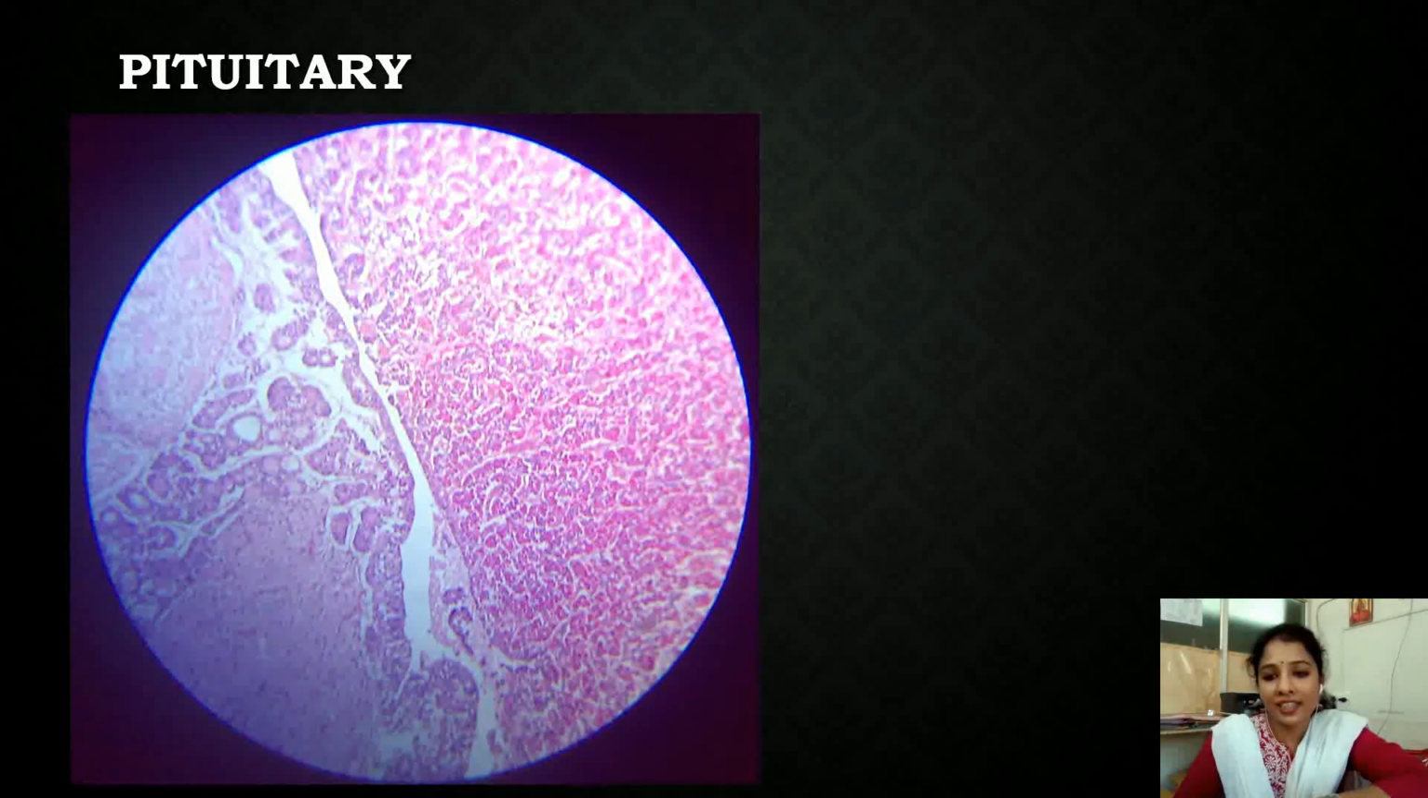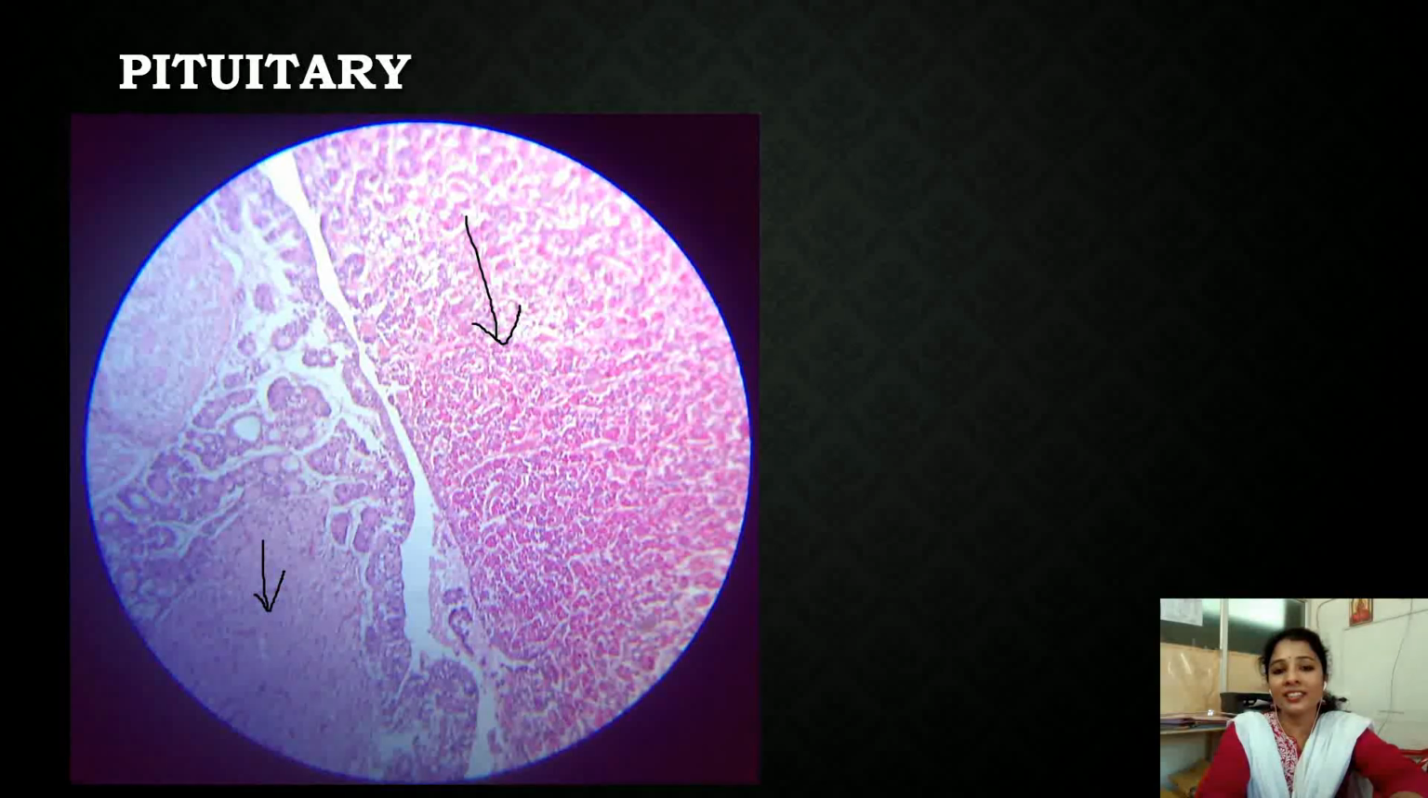So next is starting with the endocrine system. So the first slide here under the endocrine system is the pituitary gland, and the pituitary gland is very easy to identify under 10x because one side of the pituitary gland is brightly stained, the other side of the pituitary gland is palely stained. That is how you can identify.